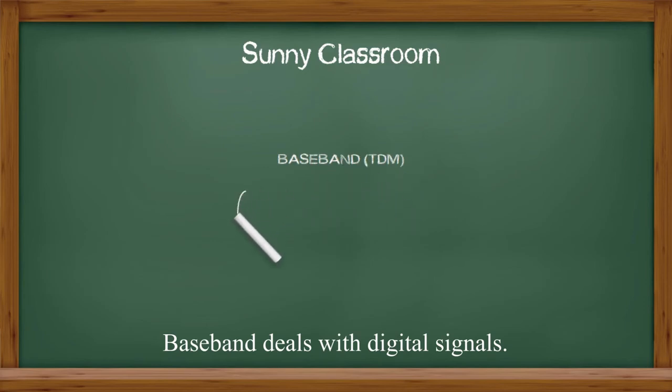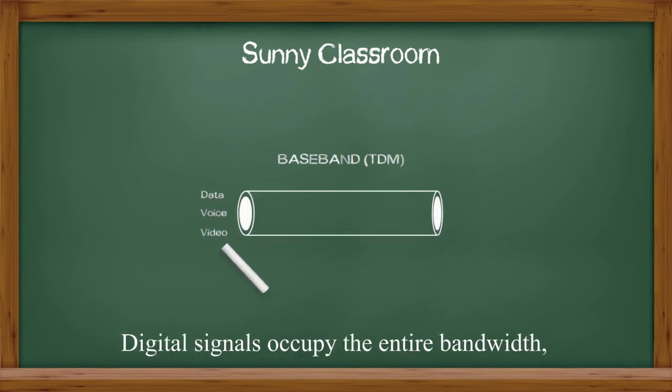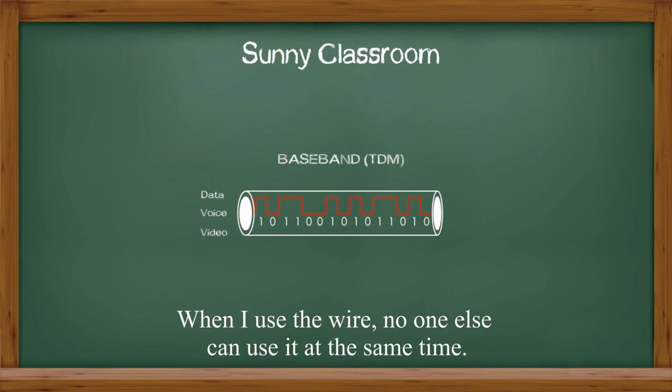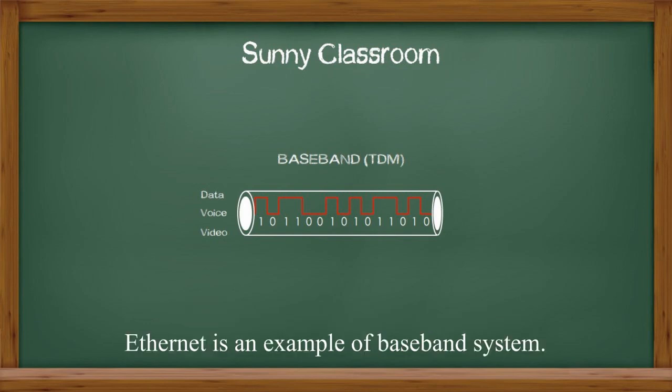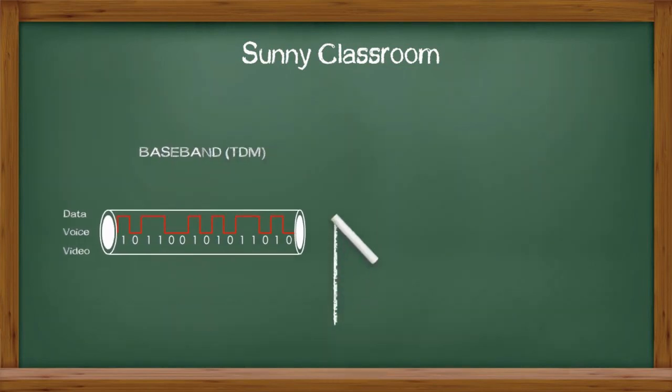Baseband deals with digital signals. Baseband systems can transmit only one signal at a time. Digital signals occupy the entire bandwidth, which means baseband systems require an exclusive use of the channel's capacity. When I use a wire, no one else can use it at the same time. Ethernet is an example of a baseband system. TDM and statistical TDM are used in baseband systems.